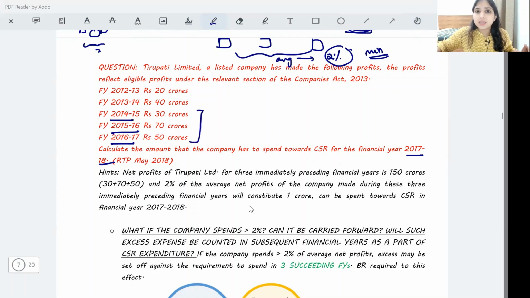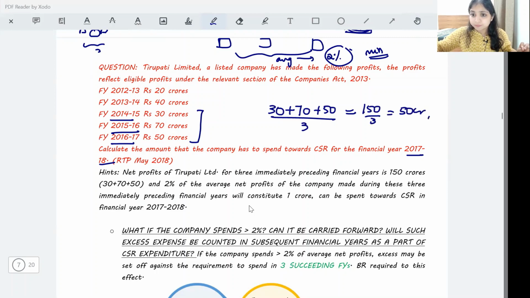So 30 crores, 70 crores, 50 crores. You will find the average of the profit of the last 3 years. A simple average, which is going to be what? 150 divided by 3, which is going to be 50 crores. Of this 50 crores, you will calculate 2%. 2% of 50 crores will be 1 crore. So in 17-18, we'll have to spend 1 crore rupees on CSR activities.